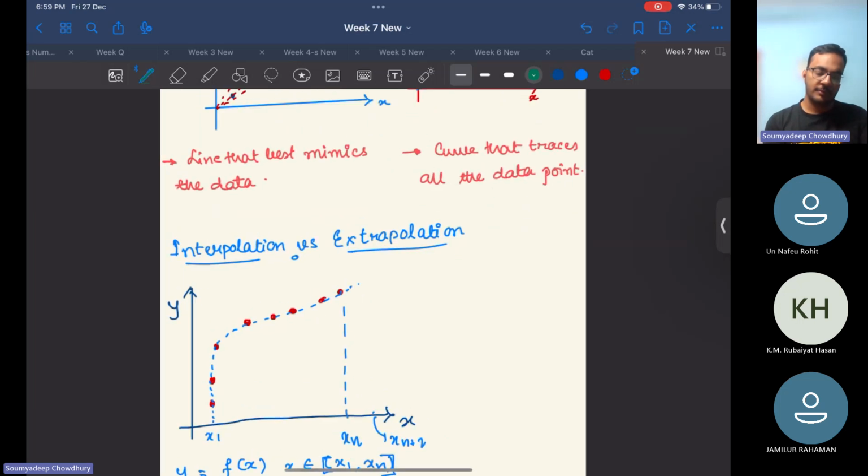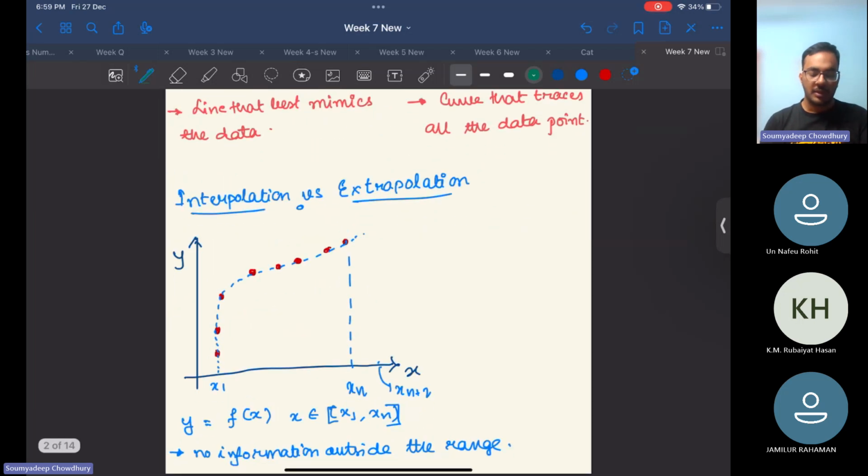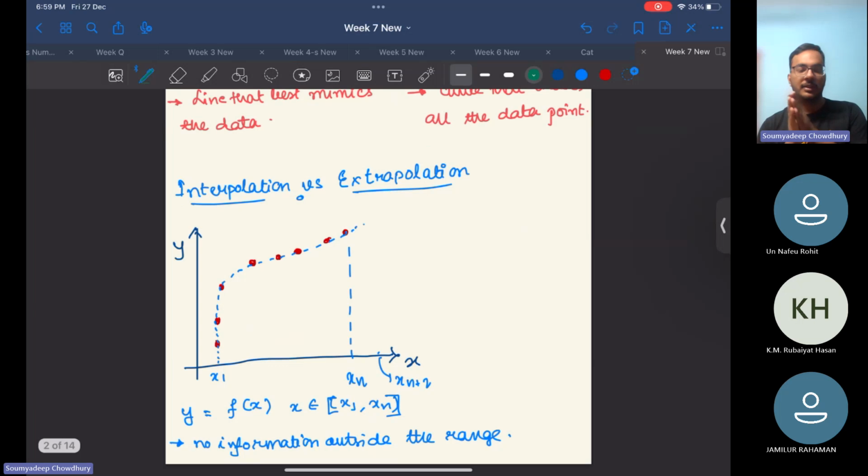Then we saw the difference between interpolation and extrapolation. In interpolation, suppose we have a set of data, say x1 to xn, and we have the experimental values of the dependent variable within that range. Say for x1 we have an experimental value of y1. Similarly for x2 we have a value of y2, and as we move forward till xn, you have a value of yn. We plot all these points on the xy plane, and we connect them using a curve, called the interpolating curve.